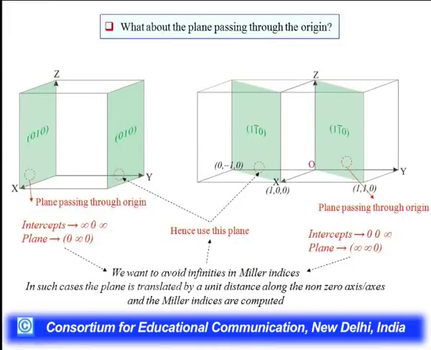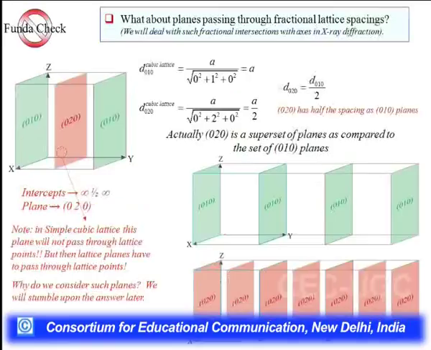Now the plane passing through the origin has different intercepts. The intercepts will be 0, 0, infinite, and the plane will be infinite, infinite, 0. We want to avoid the infinities in the Miller indices. In such cases, the plane is translated by the unit distance along the non-zero axis and the Miller indices are computed. Now here we define the different Miller indices.